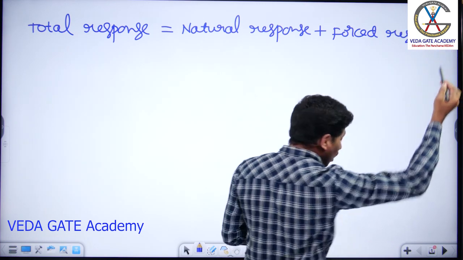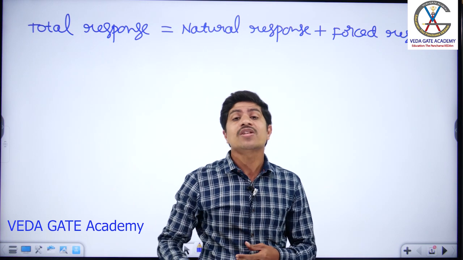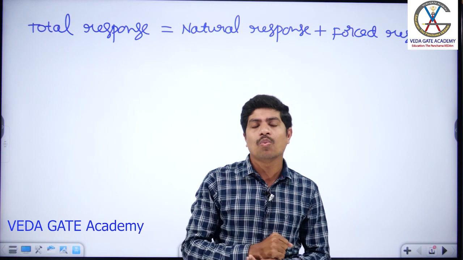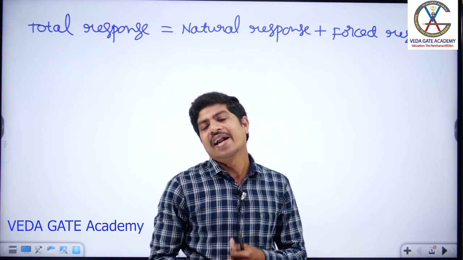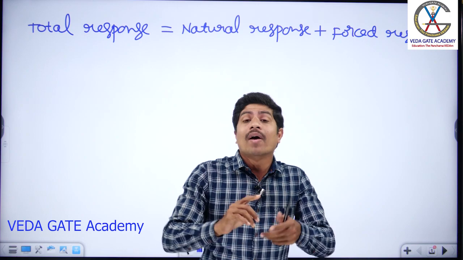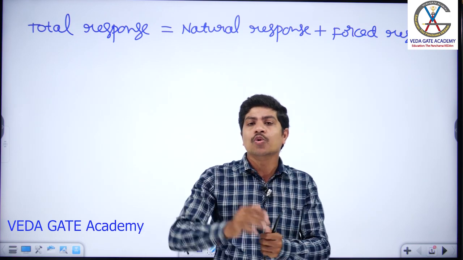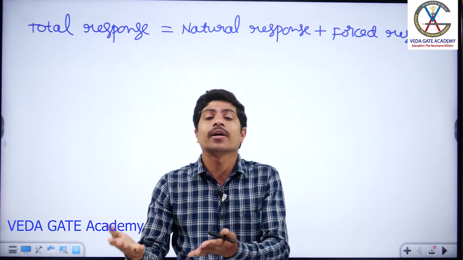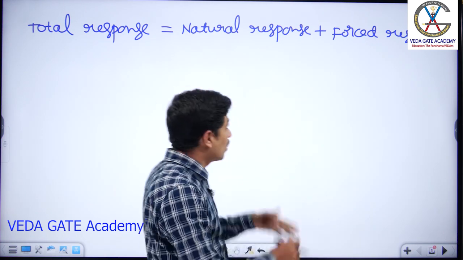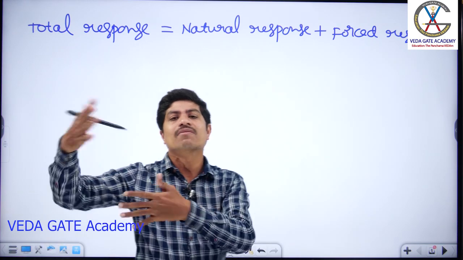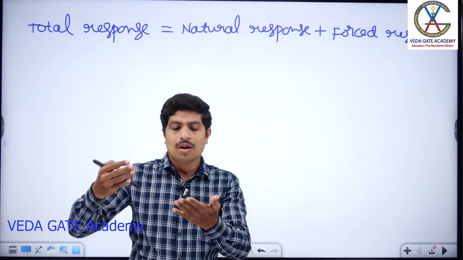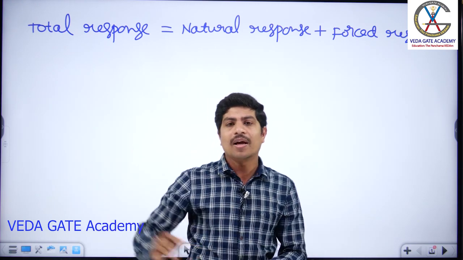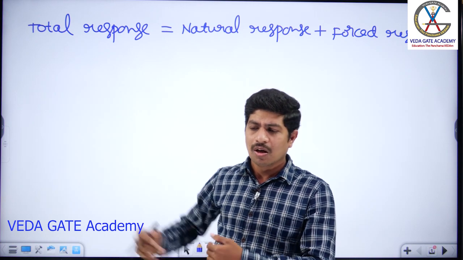I think you solved differential equations in mathematics. Every differential equation is going to have two solutions. One is the complementary function, and the other is the particular integral. While finding the complementary function, you made the input equal to 0. While finding the particular integral, you took the input into consideration. That is a mathematical way of understanding the total response or solution of a differential equation. Here we are going to understand it in a physical way. A dynamic system has natural response plus forced response.